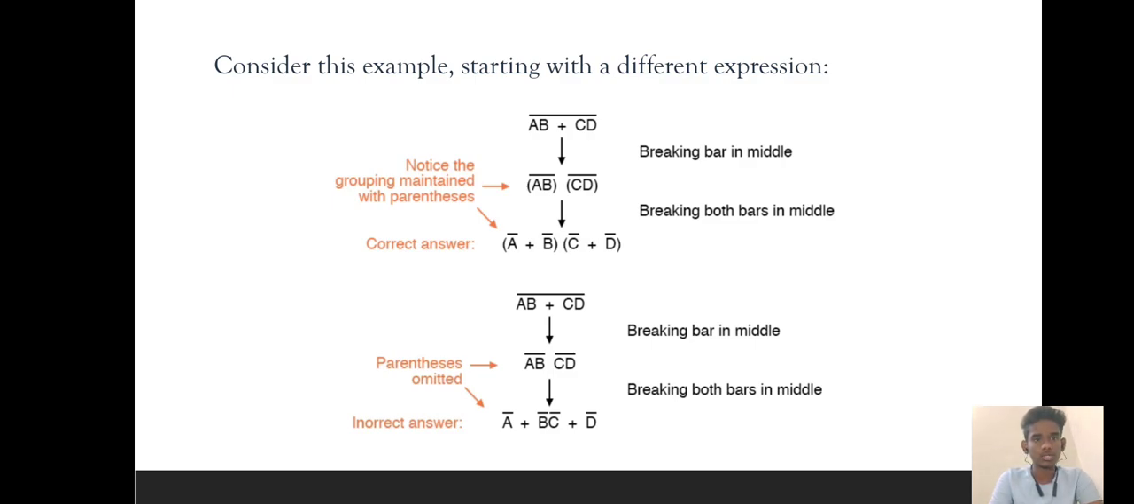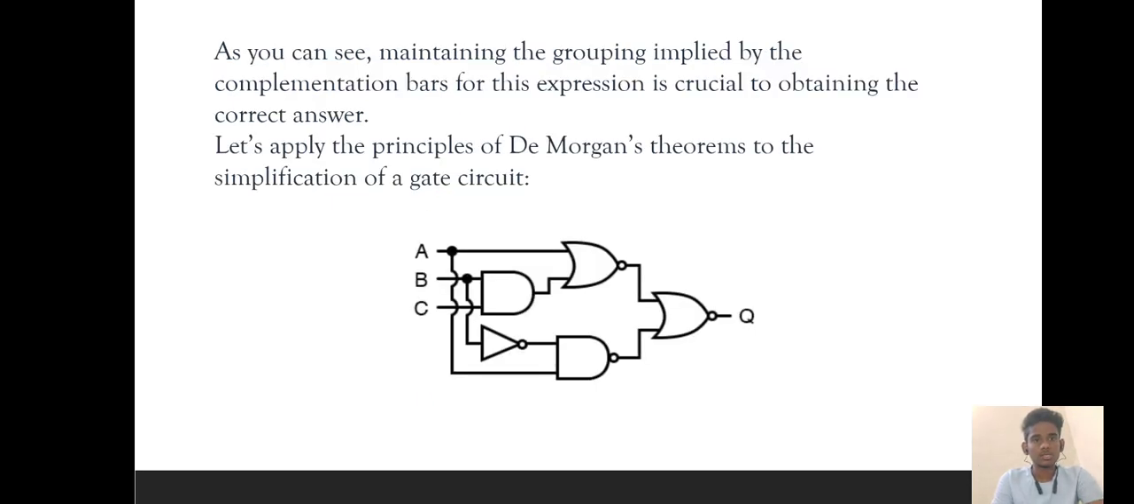Here we need to notice the grouping maintained with parentheses. Here we are breaking the bar in the middle, breaking both bars in the middle. As you can see, maintaining the grouping implied by the complementation bars for this expression is crucial to obtaining the correct answer. Let's apply the principles of De Morgan's theorem to the simplification of a gate circuit.